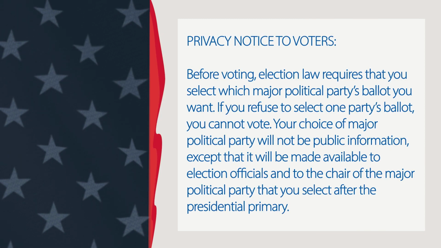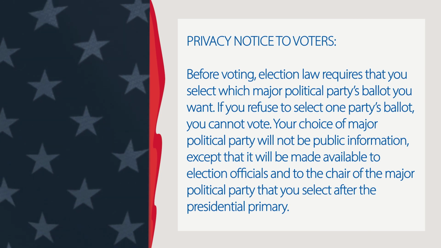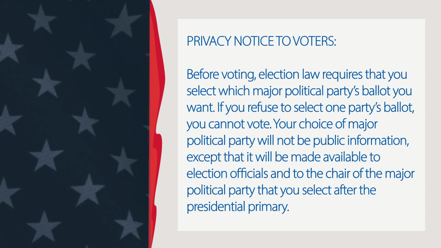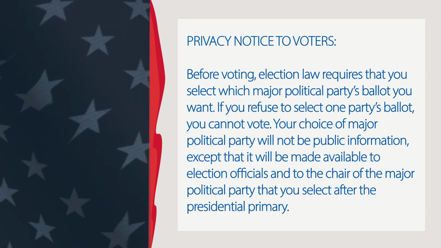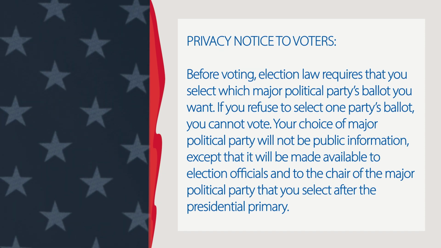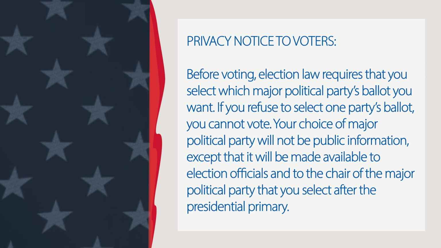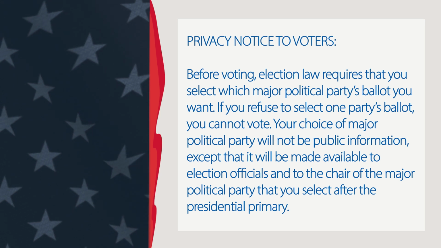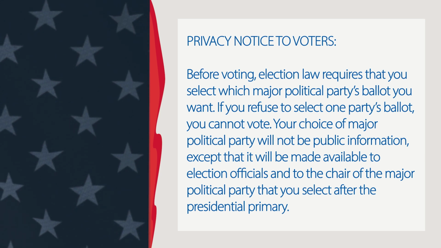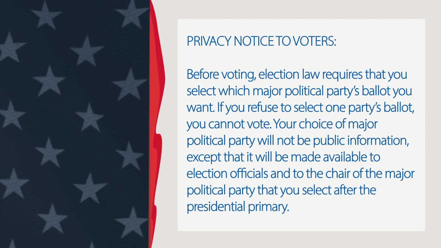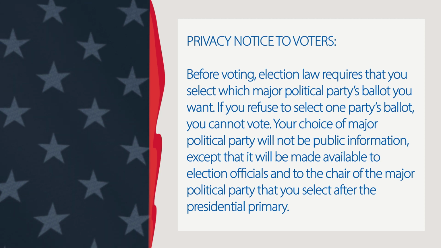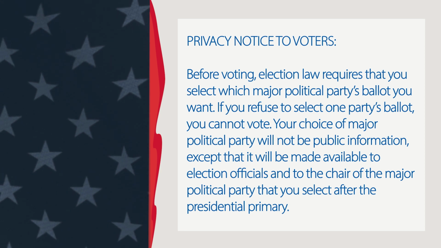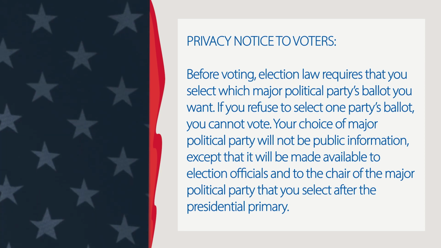You will also need to post privacy statements at your poll books where voters will need to see the information before making their party selection. Before voting, election law requires that you select which major political party's ballot you want. If you refuse to select one party's ballot, you cannot vote. Your choice of major political party will not be public information, except that it will be made available to election officials and to the chair of the major political party that you select after the presidential primary.